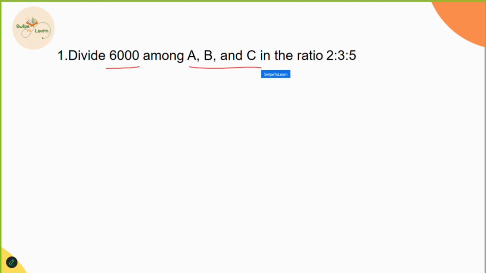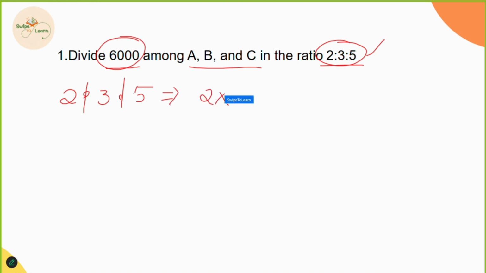Divide 6,000 among A, B, and C in the ratio of 2 is to 3 is to 5. They have given a ratio and they have given an amount. So they're asking us to divide the amount among A, B, and C in the ratios 2 is to 3 is to 5 respectively. Okay, first we'll note down the ratios 2 is to 3 is to 5. So we need to remember that these are the ratios but not the values. So we always need to consider them as 2x, 3x, and 5x. These are always considered to be with x. And what they are saying, all these ratios will become equal to 6,000.